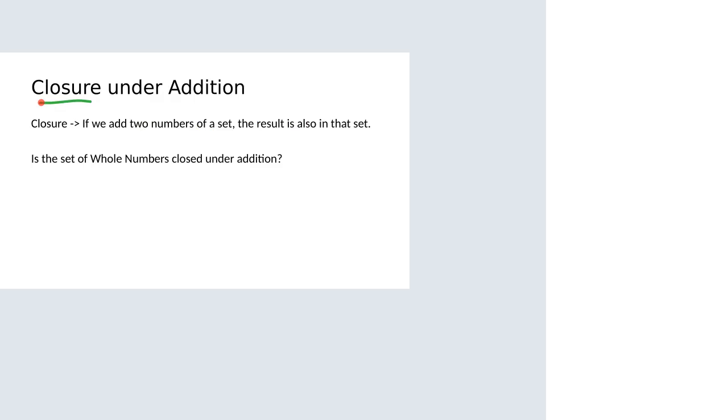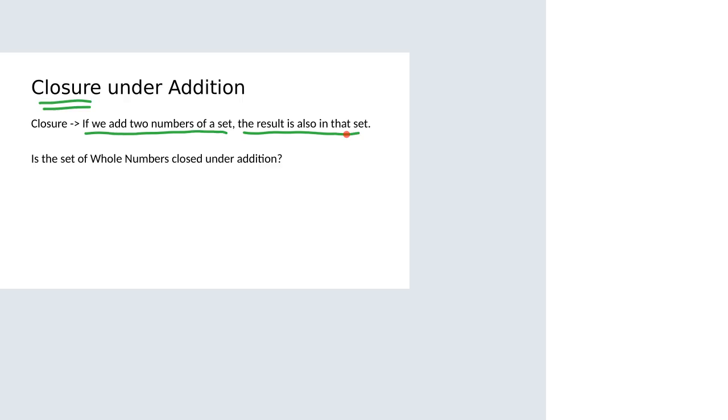Closure. This is an idea that may be new for you. Think of it as whether or not a certain system is closed. Is it constrained within itself? The definition of closure under addition is that if we add two numbers that are in a certain set, the result is also in that set. And so we want to find out whether or not this works. This question on this page just says, is the set of whole numbers closed under addition? Essentially, this is a true-false question.